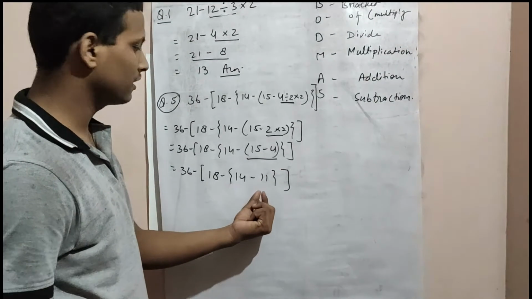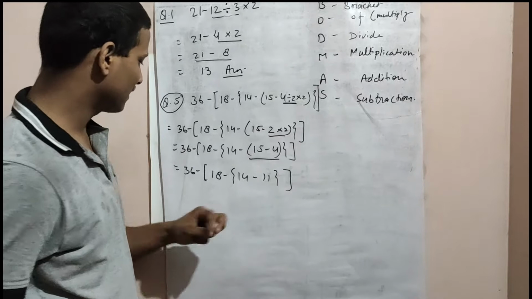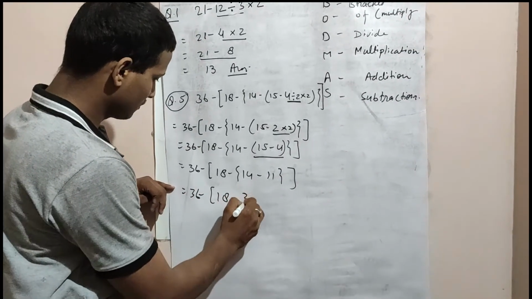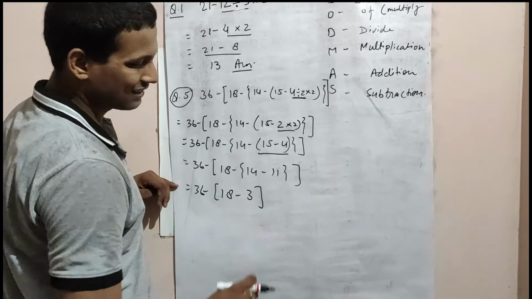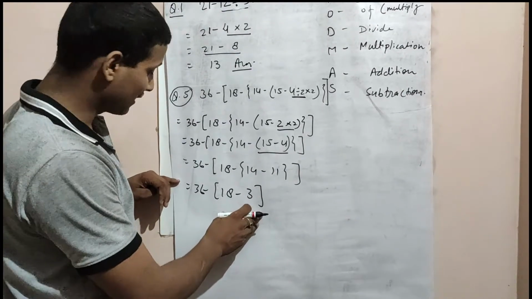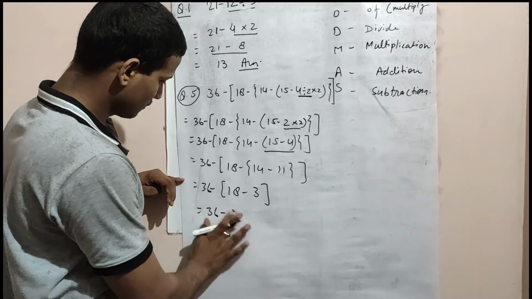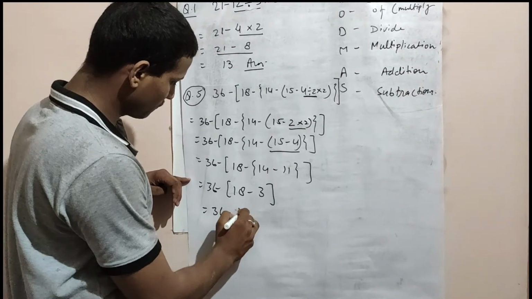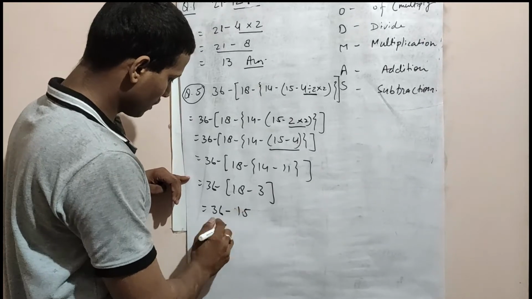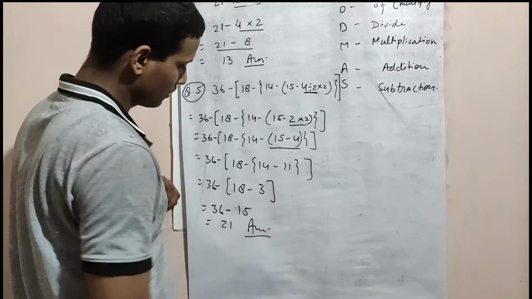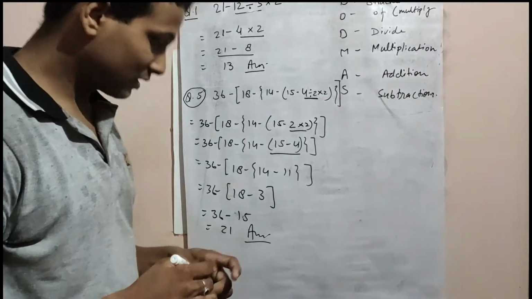Now next turn is curly braces. 14 minus 11 is 3. 36 minus 18 minus 3. Now we are done with curly braces. Now next is square brackets. 18 minus 3, so 36 minus 18 minus 3 becomes 15. Now our final solution is 21. That is our answer for this particular simplification.